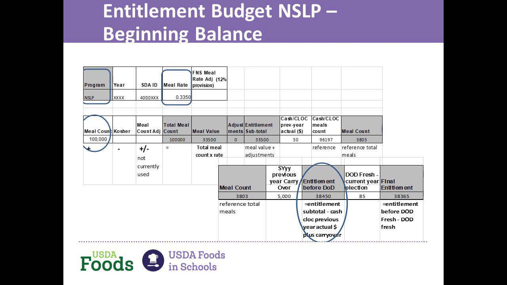The meal count is the most recent official final school meals from the National Data Bank. I'll refer to this as NDB. For school year 19, the meal count number is from school year 18 until November, when school year 19 numbers are official. Now let's look at carryover.